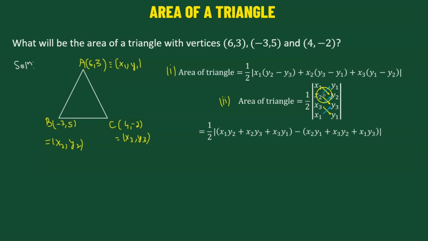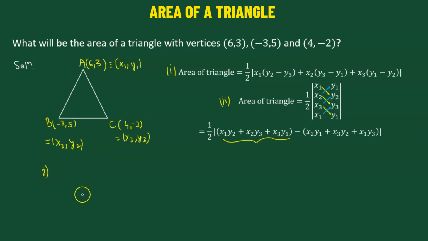Now there is a particular way of performing the calculation. First, we take half and multiply it by the absolute value. We take the sum of the products of x1 with y2, x2 with y3, and x3 with y1. And from it, we subtract the sum of the products of x2 with y1, x3 with y2, and x1 with y3. Either formula can be used and we will get the same result. So let's try out number 1.